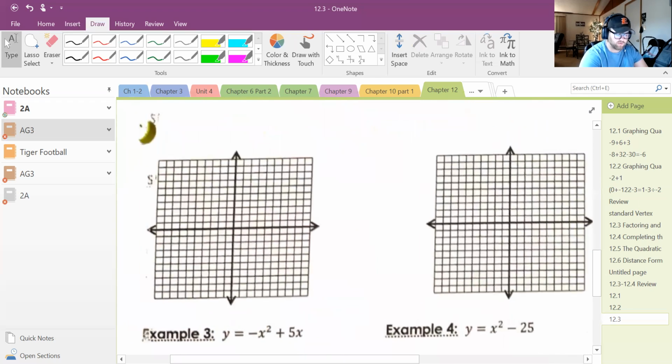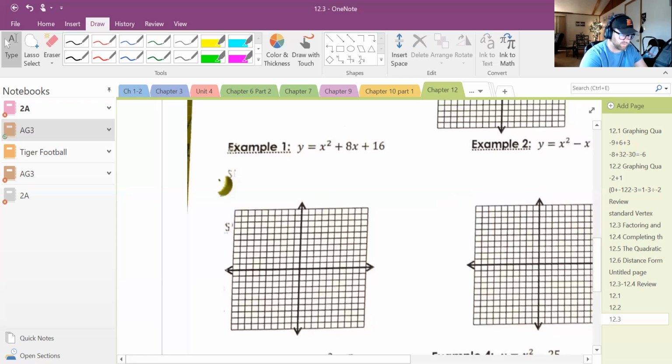Okay, so let's get right into it. So we're going to be using our factoring skills here. Okay, so once again, always start off with your set of parentheses. X and x, factors of 16. Okay, once again, let's look at the last term.